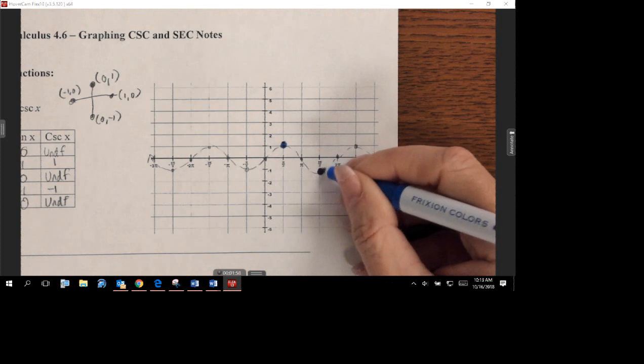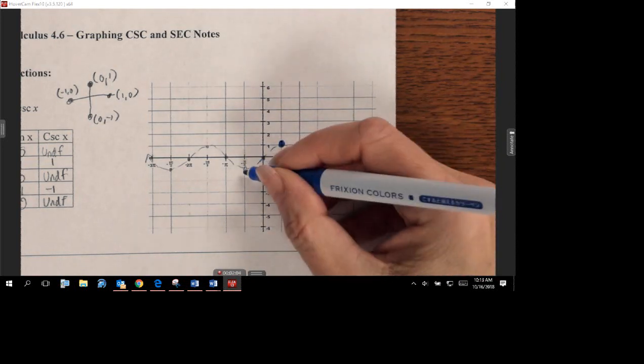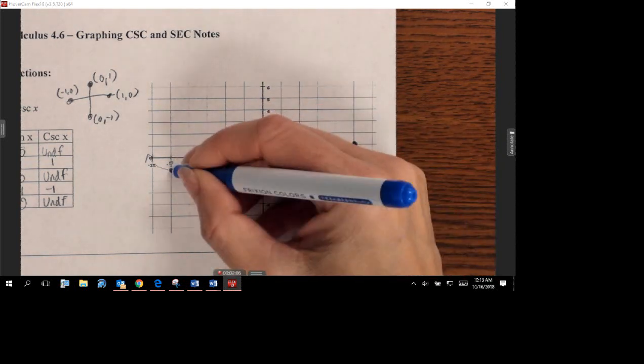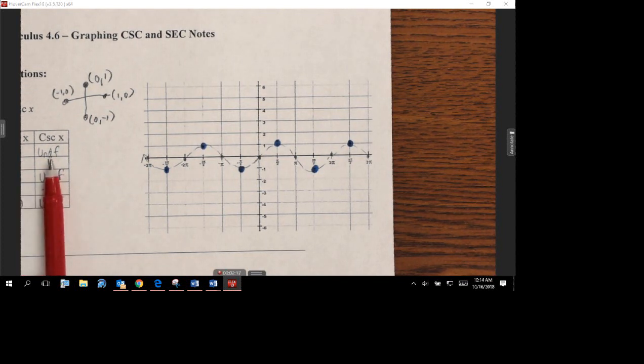After pi over 2, still -1. Those are the same, and that pattern is going to continue. Every place that it was a 1 or a -1, if you reciprocate it, it's still a 1 or a -1. But what happened when we had 0? What happened at 0 when we flipped it? How do we show undefined on a graph?